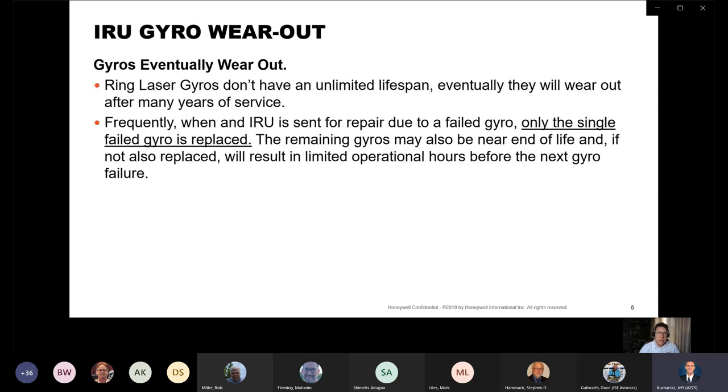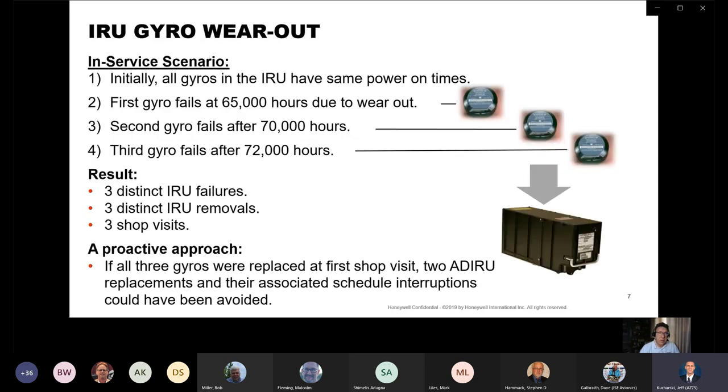Remember, gyros eventually wear out. They don't have an unlimited lifespan and will typically wear out after many years of service. Frequently, when an IRU is sent in for repair due to a failed gyro, only the single failed gyro is replaced. The remaining gyros may also be near end of life, and if not also replaced, will result in limited operational hours before the next gyro failure.